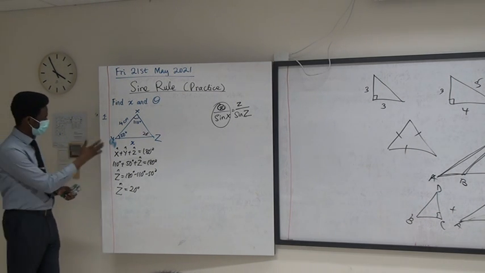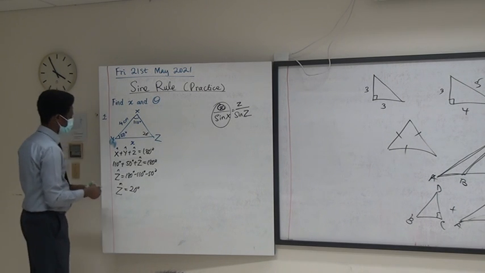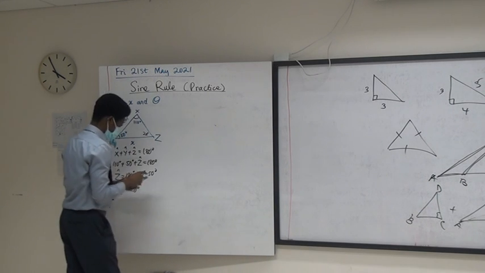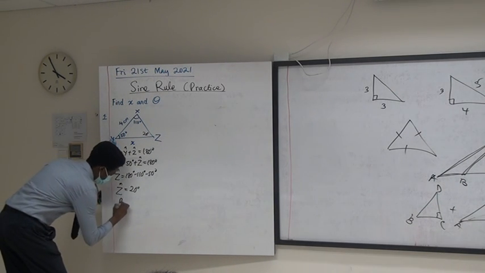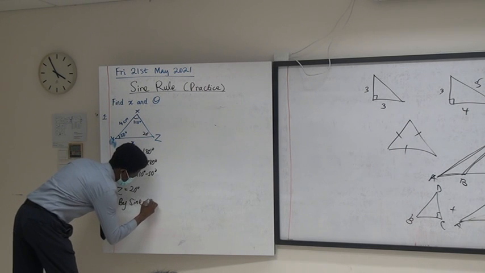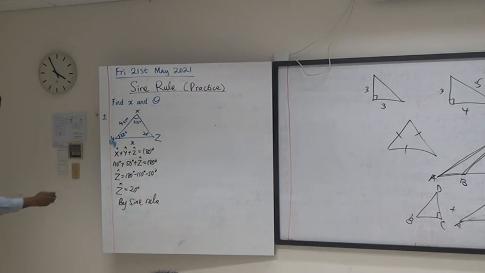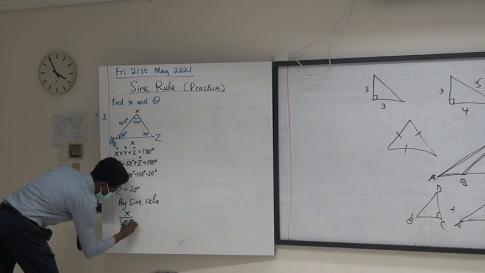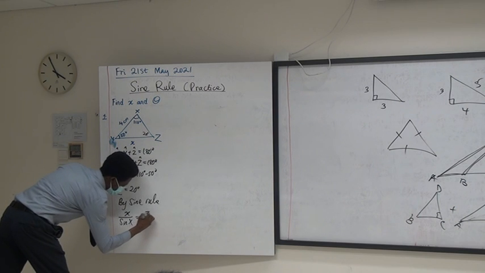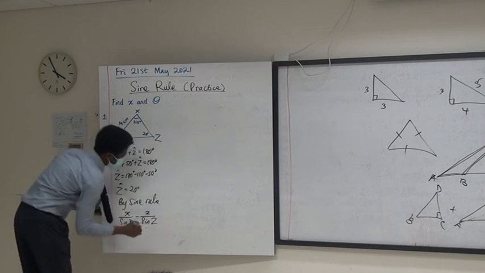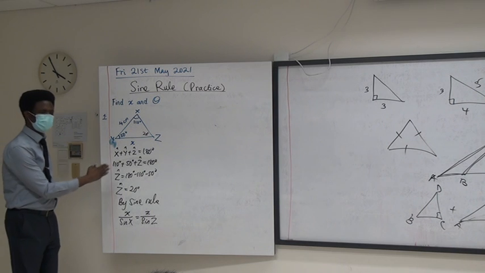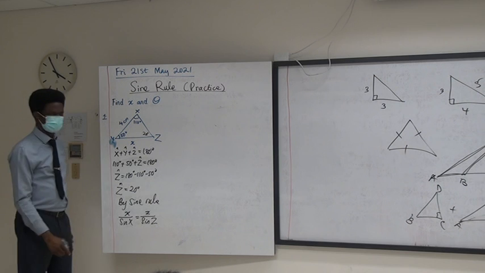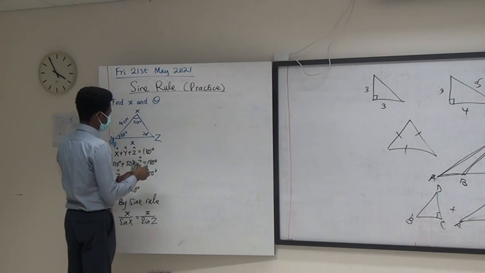Yeah. So now that we have a complete family, then you say from sine rule, or by sine rule, yes, which sine rule do we state? State for me. x over sine X equals z over sine Z. That's it. Because this is triangle XYZ and you are combining the X family and the Z family. Understand? So then with this we substitute.